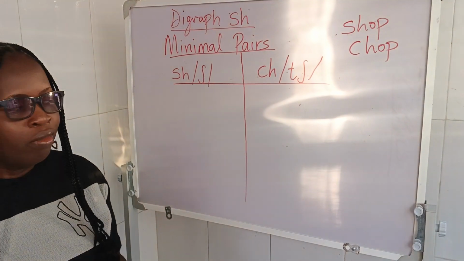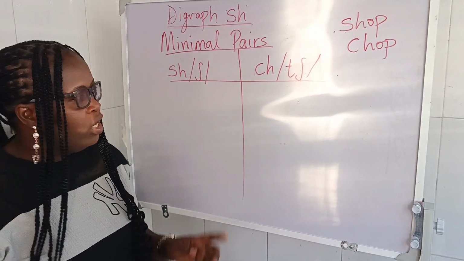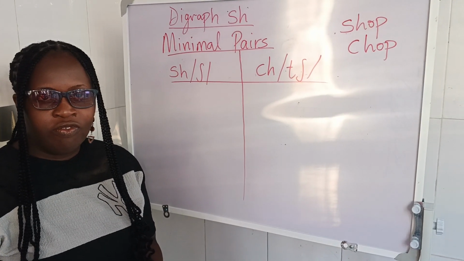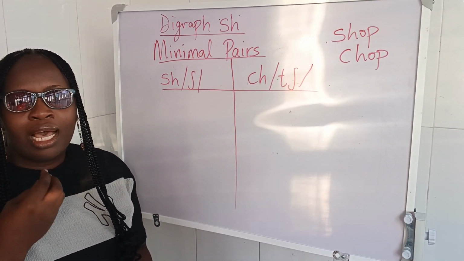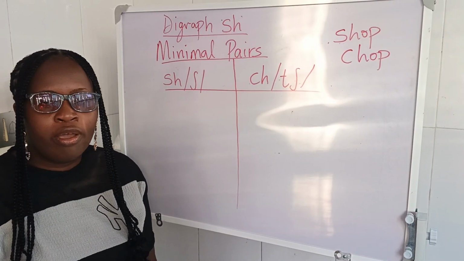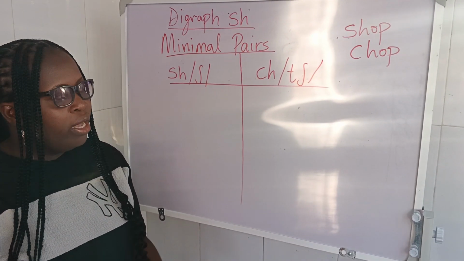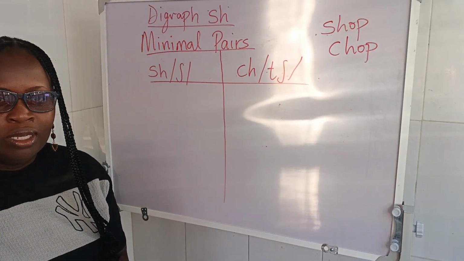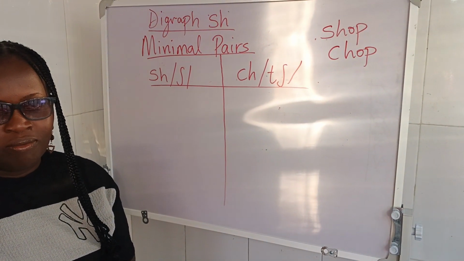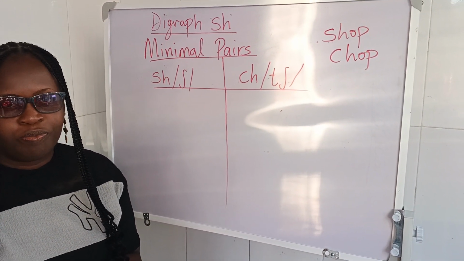Are we all there? This sh also is a fricative. Why do we say it is a fricative? Because it allows easy flow of air as you're pronouncing it. Sh. Why is this one an affricate? The air does not flow. It just stops. Ch. The air does not flow. It just does what? Stops.